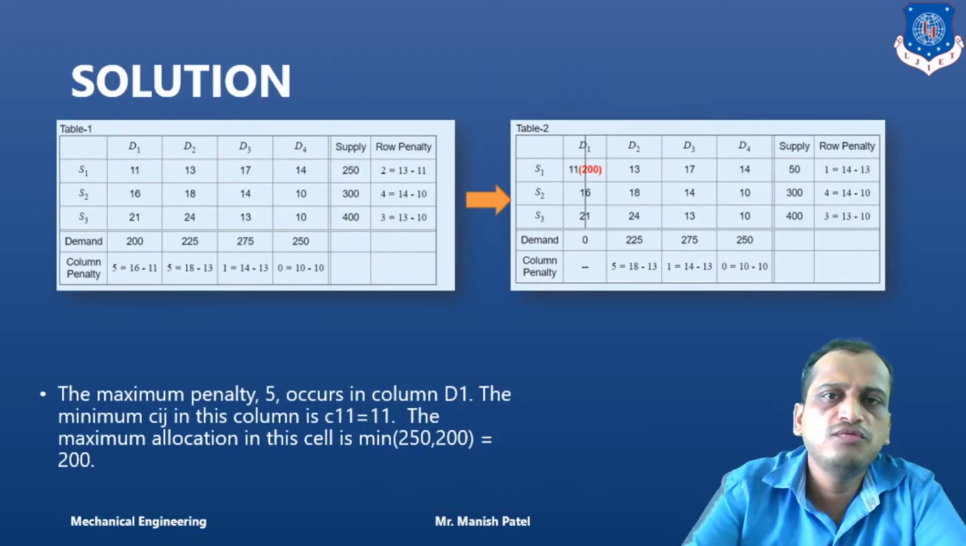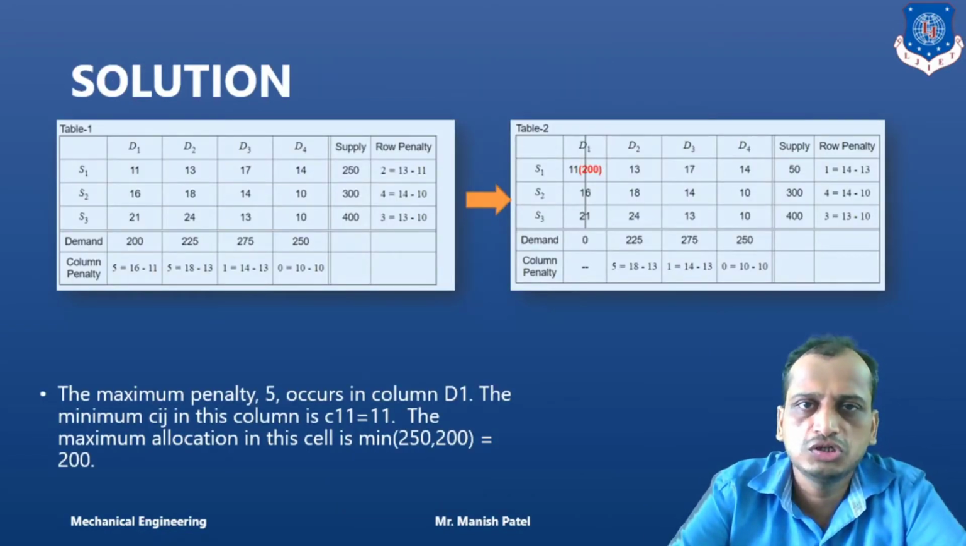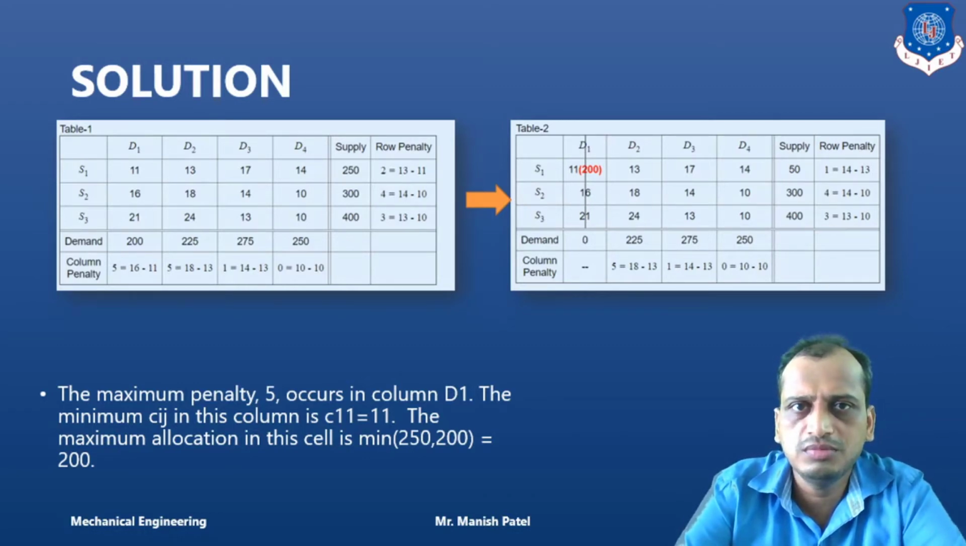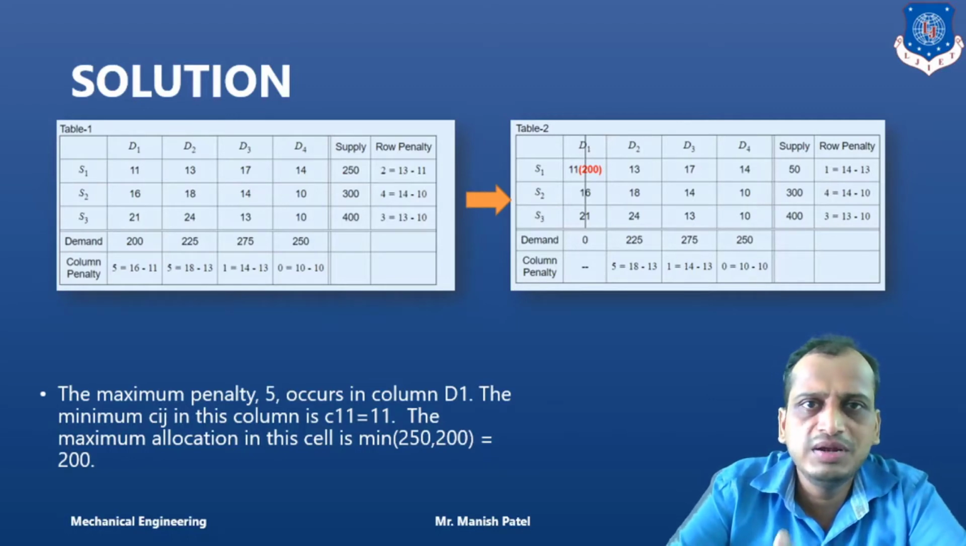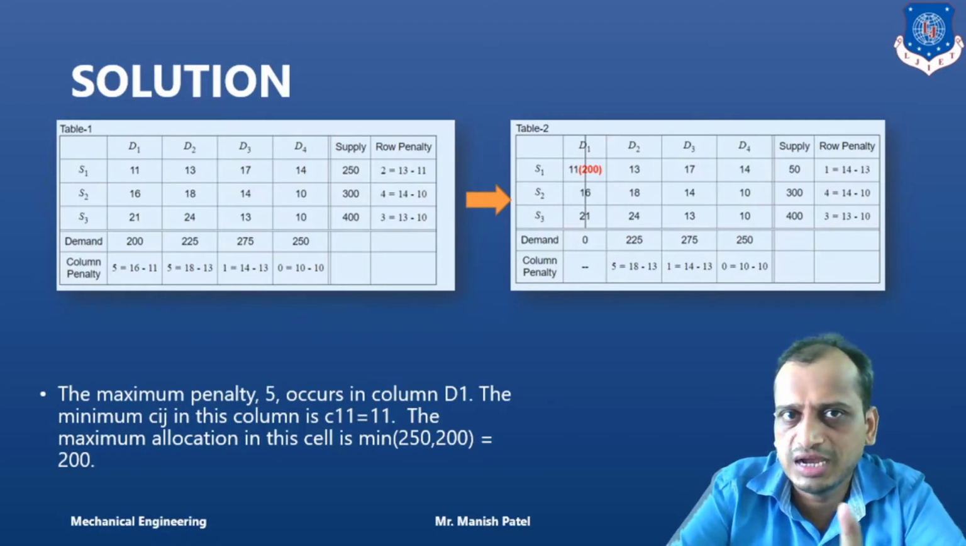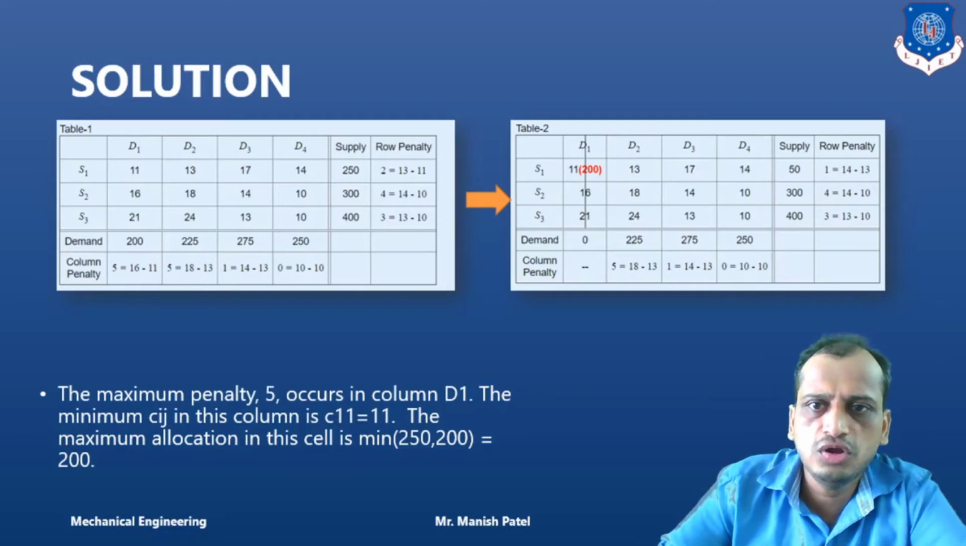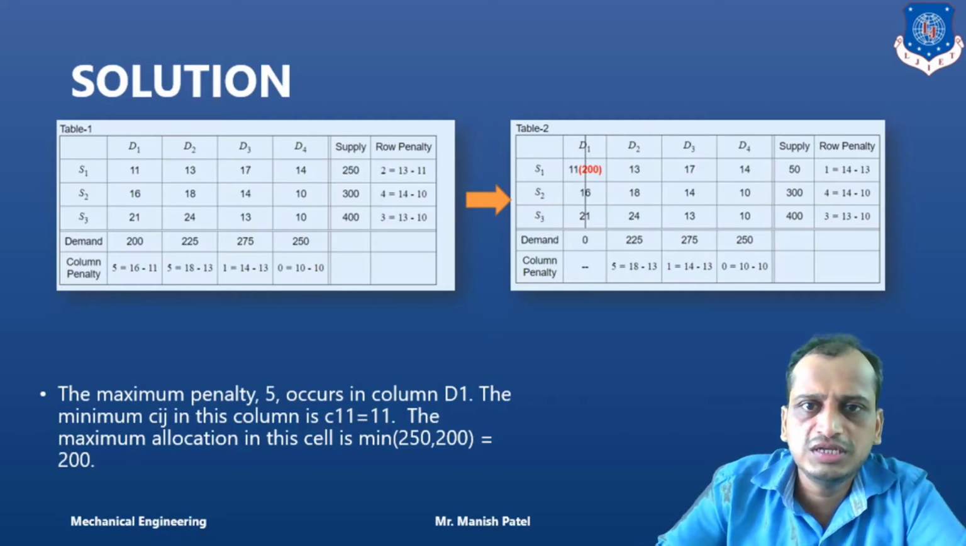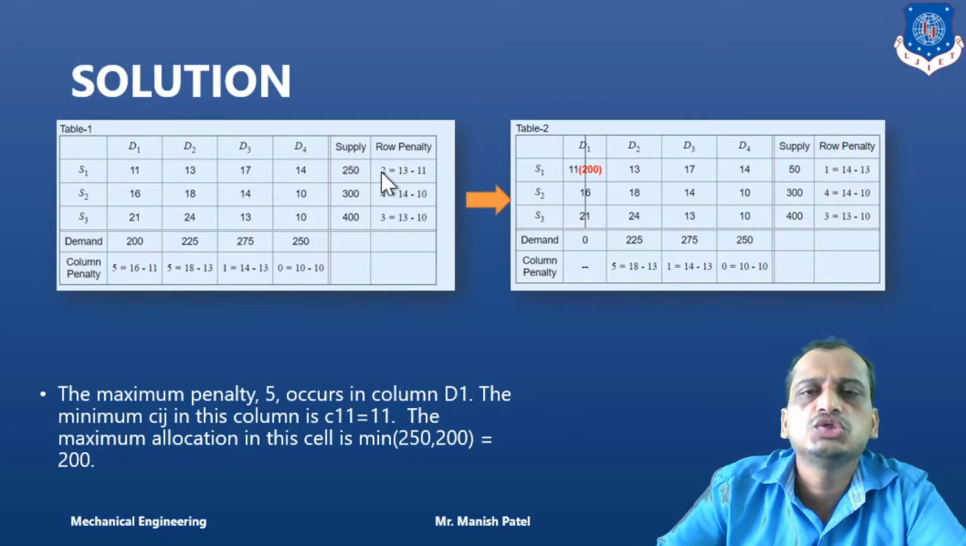Now here, first of all, we will write down the transportation cost matrix. On the right hand side, if you see, we have the row penalty. On the bottom side, we have the column penalty. For the row penalty, we will find the lowest cost and the second lowest cost. In the first row, the lowest is 11 and the second lowest is 13. So 13 minus 11 is 2.